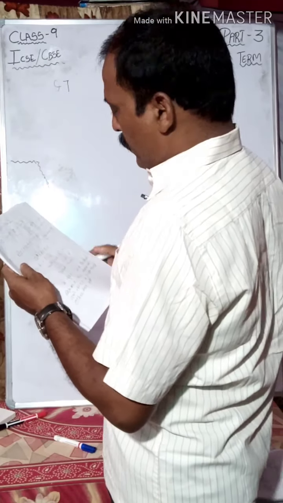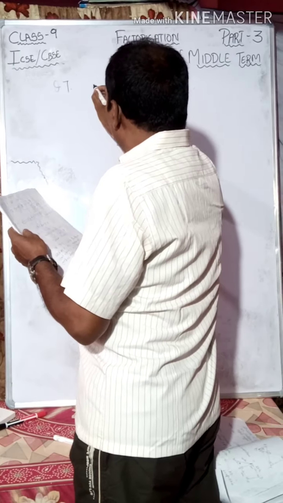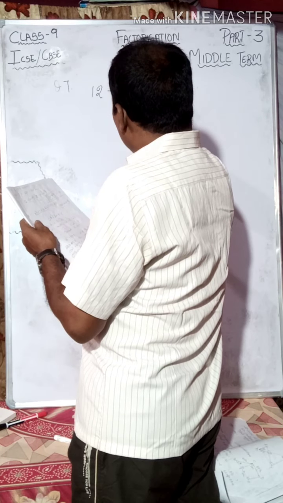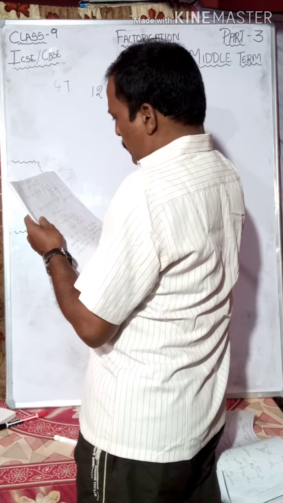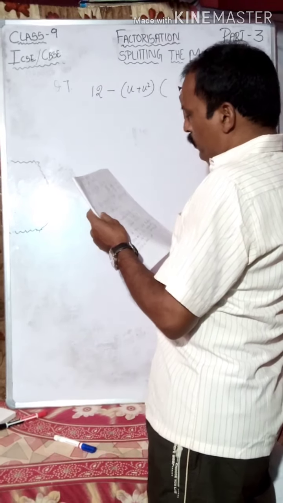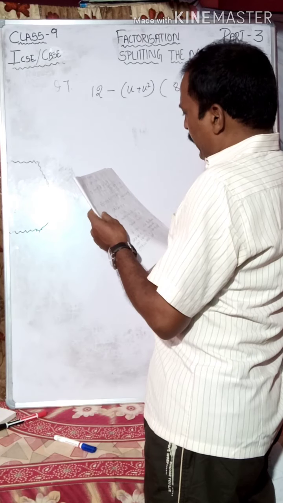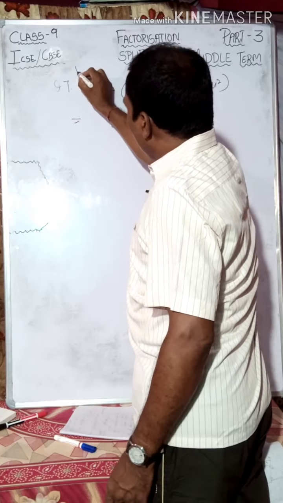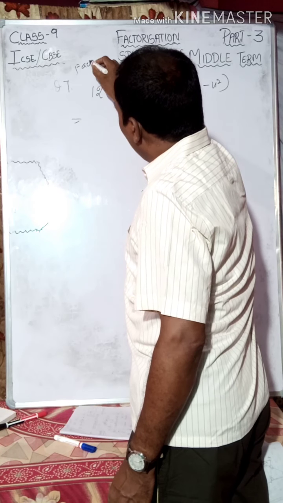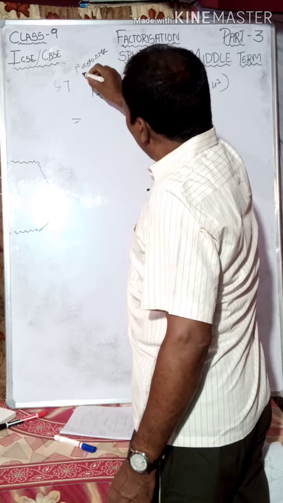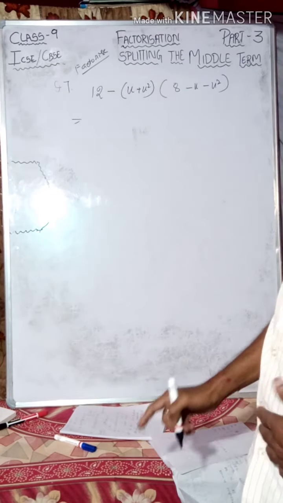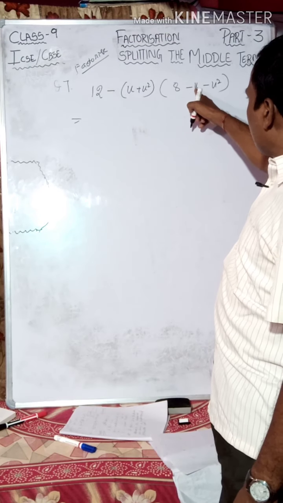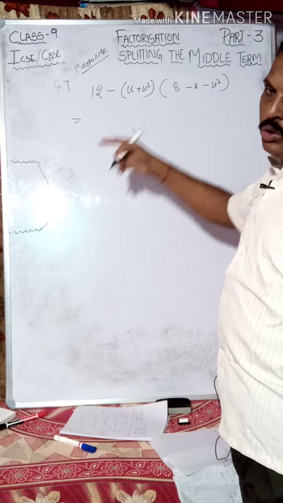Question number 7. Factorize 12 minus x plus x square whole into 8 minus x square. Factorize 12 minus x plus x square whole into 8 minus x square.